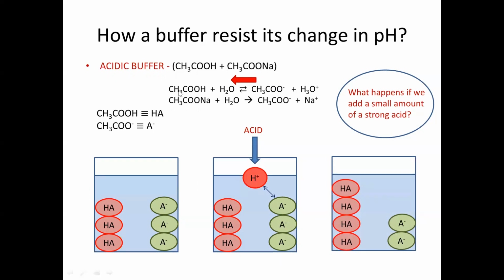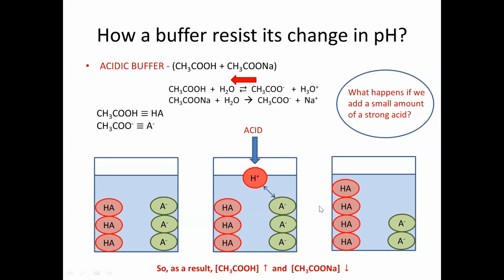Now, due to this change in the equilibrium concentration, the concentration of undissociated acetic acid would increase and the concentration of dissociated acetate ions, or the salt, would decrease. So decreasing the concentration of the salt and increasing the concentration of undissociated acetic acid is not going to change the pH of the solution.